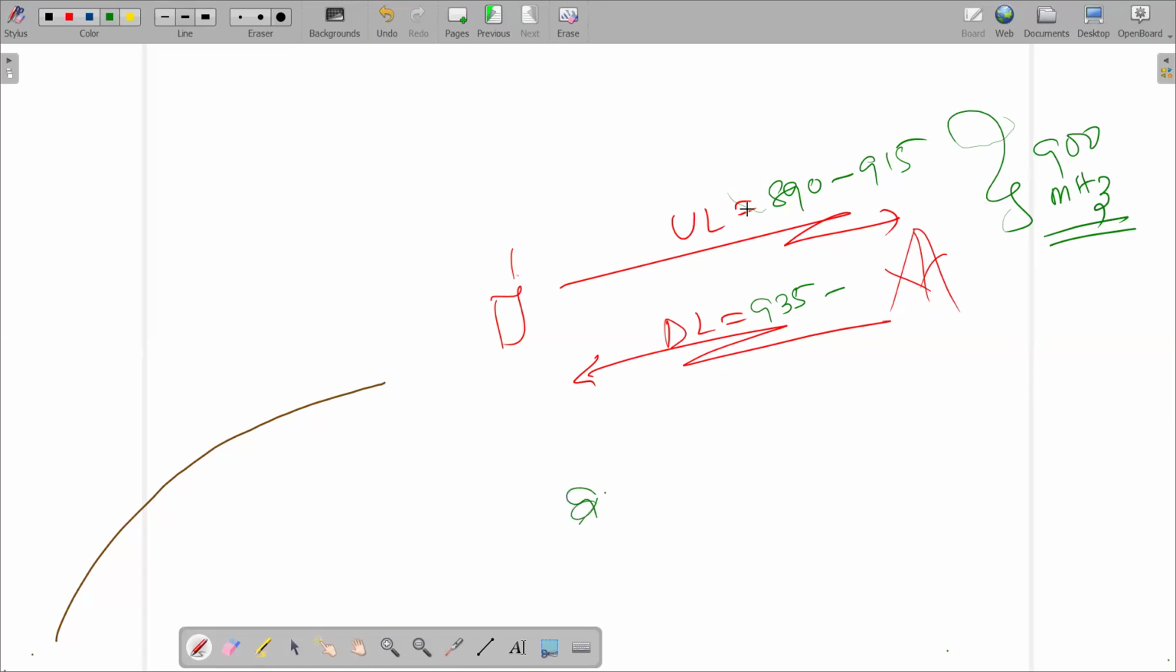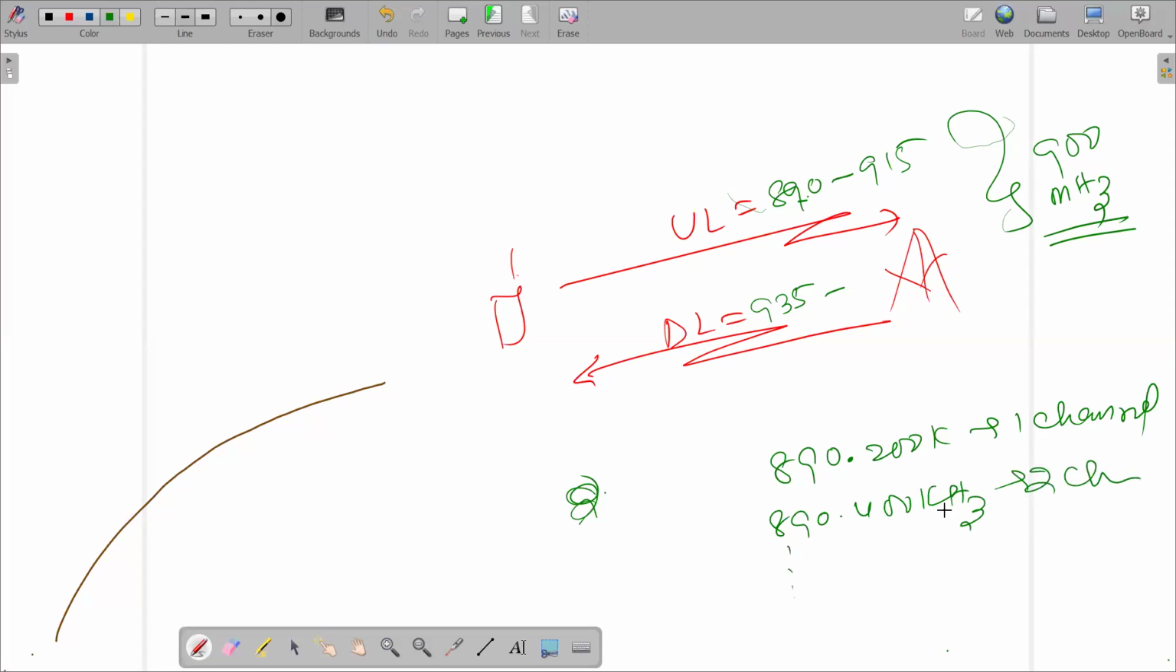Here is how the 124 channels work. For uplink, 890.200 kilohertz is the first channel. 890.400 will be the next channel, the second channel, and so on until it reaches 915. The last channel will be channel 124. Each channel is 200 kilohertz. Now you got it.